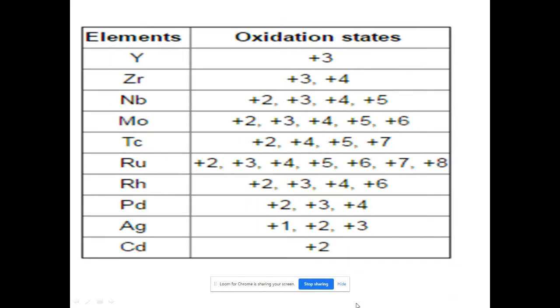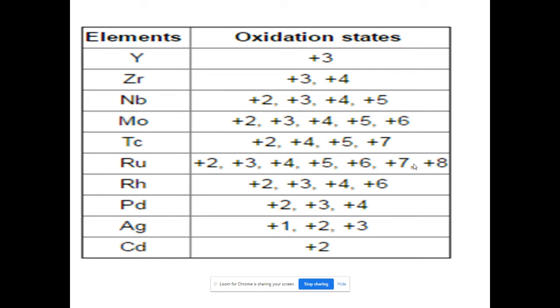Now let's look into the electronic configuration and oxidation states of 4D series elements. Since the electronic structure of the second and third transition series do not exactly follow the pattern of the first transition series, the maximum oxidation state in the case of 4D and 5D series is +8.